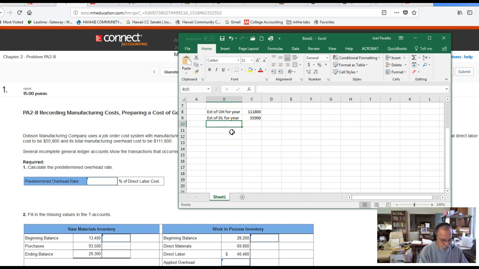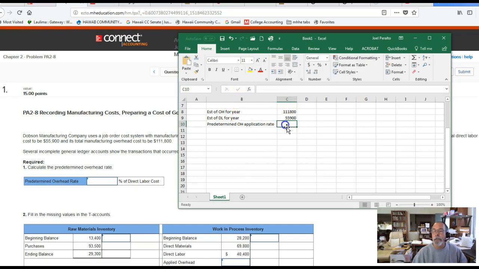So our predetermined overhead application rate is calculated by taking overhead and dividing it by labor.